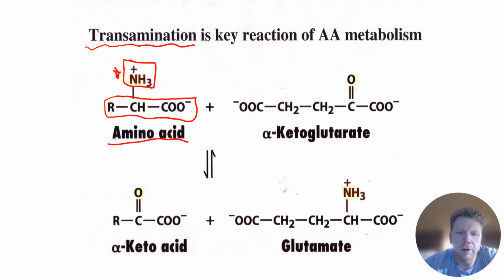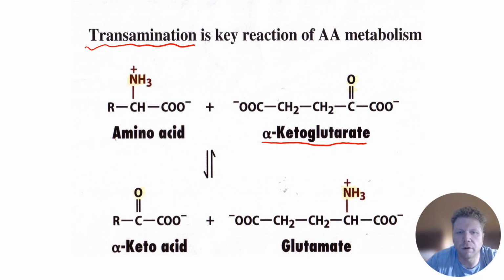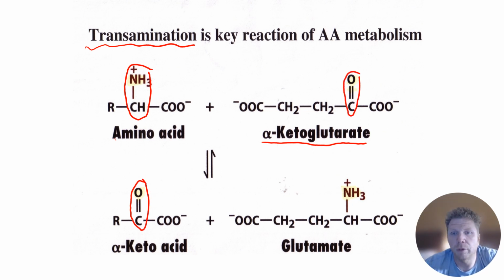Now, an amino acid is going to react with something like alpha ketoglutarate, and on the other side of that, we're going to produce an alpha keto acid and glutamate. If we compare the structures of our amino acid and our alpha keto acid, the difference is that rather than having an amine, we have a carbonyl carbon. And for alpha ketoglutarate, rather than having a carbonyl oxygen, we have an amine. So that amine has just been moved from one molecule to the other.